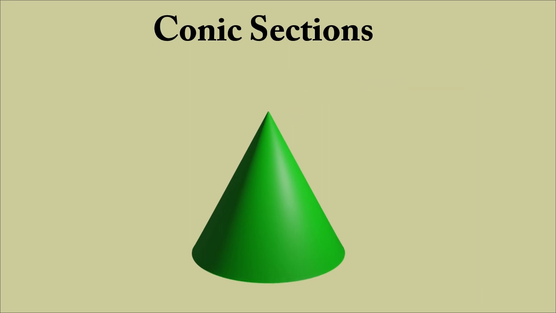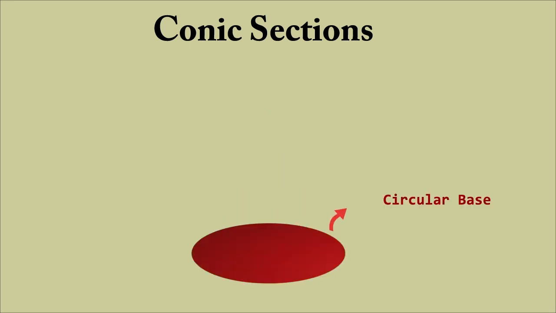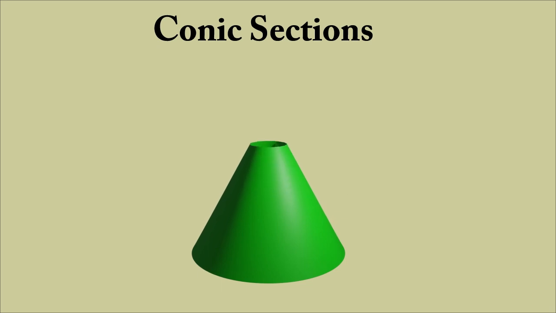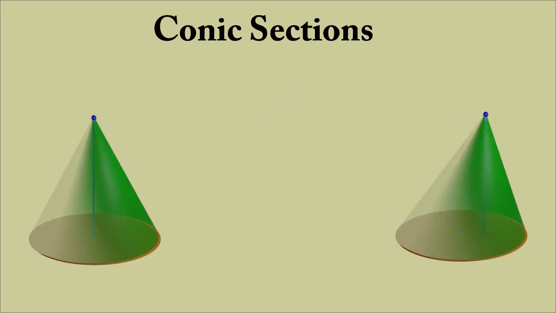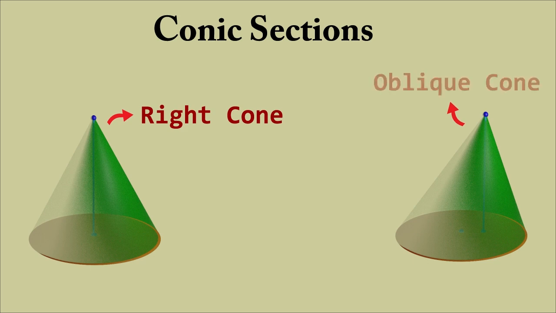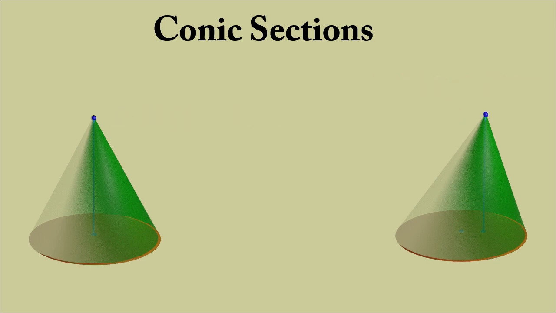A cone is a 3D geometrical shape which has a circular base which reduces to 0 while approaching the point which is known as vertex or apex. There are two types of cones, which are right cone and oblique cone. The names are given to them because of the triangles formed in between them.